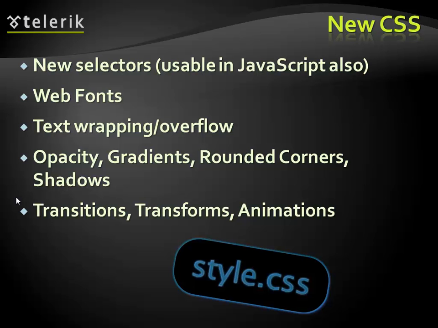I'm not going to go into opacity and gradients and rounded corners and shadows, and these things that you can do much easier. Some of them were almost impossible to do with the older versions of CSS. You had to use background images, or for the rounded corners, you had to put some images for the corners, and you had to stretch your things. Now it's all built in.